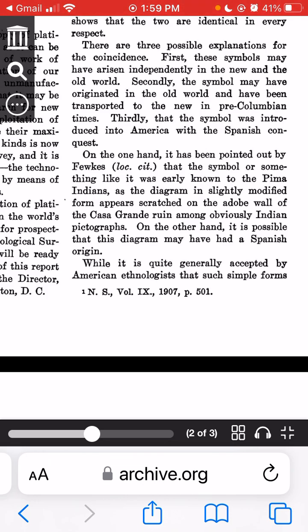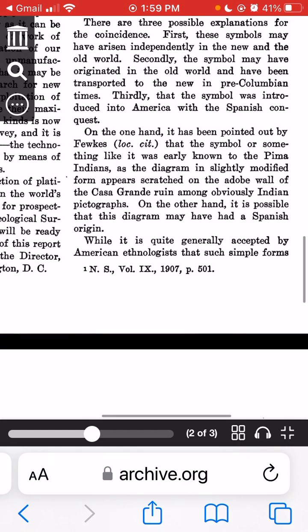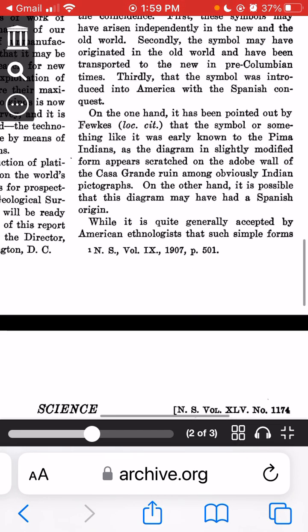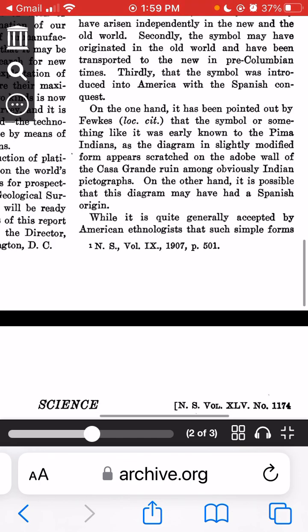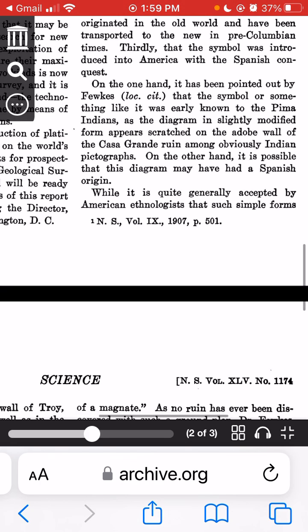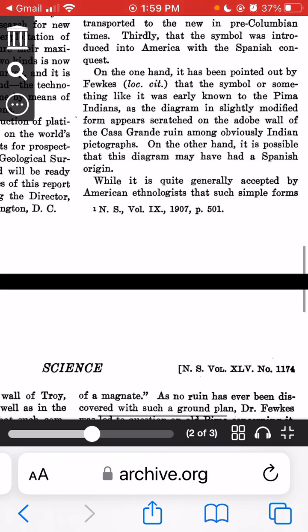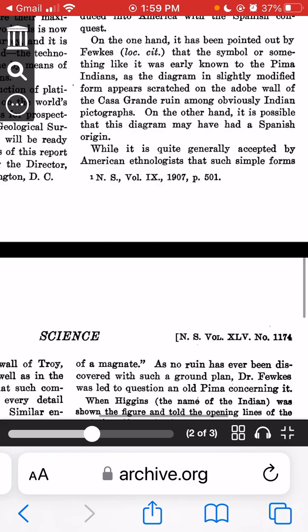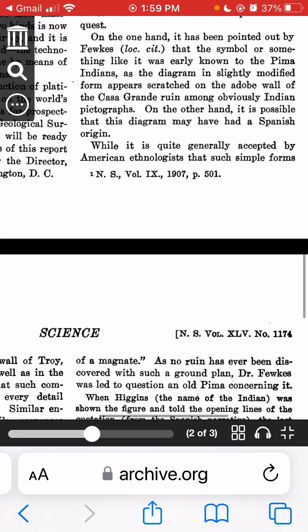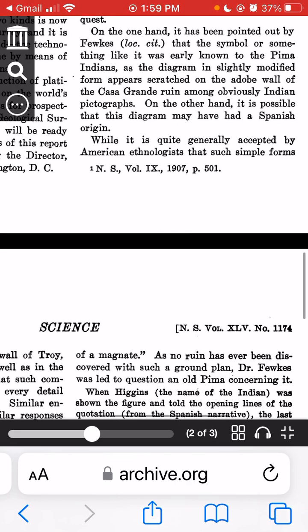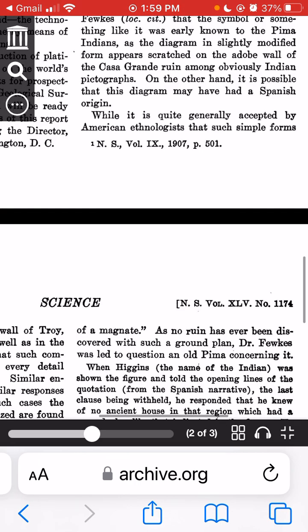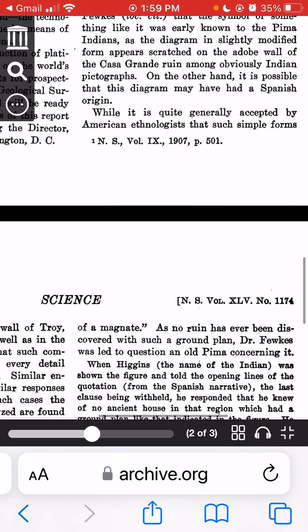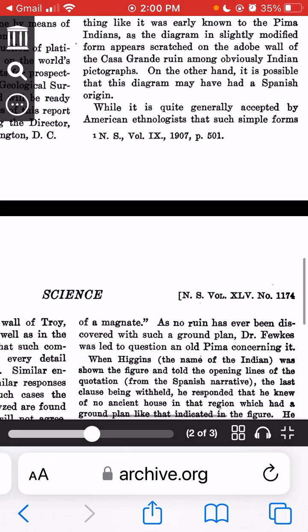Thirdly, that the symbol was introduced into America with the Spanish conquest. On the one hand, it has been pointed out by Fuchs that the symbol or something like it was early known to the Pima Indians, as the diagram in slightly modified form appears scratched on the adobe wall of the Casa Grande ruin among obviously Indian pictographs.